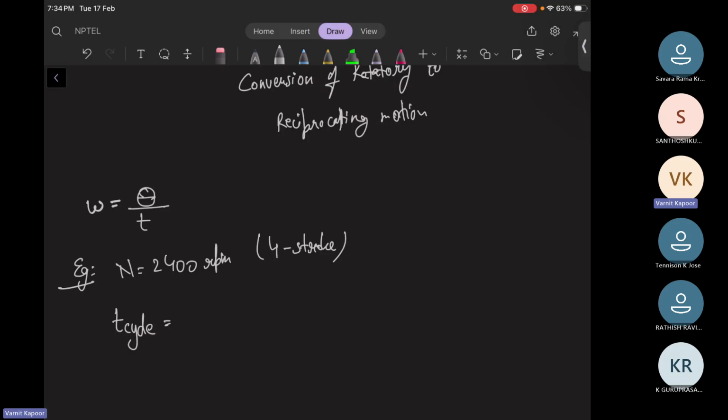Am I audible? Hello? Santosh, Guruprasad, am I audible? Audible, sir. Okay, great. So can anyone tell me what will be the time of cycle for a 4-stroke engine? In terms of a fraction, you can tell me the final answer.